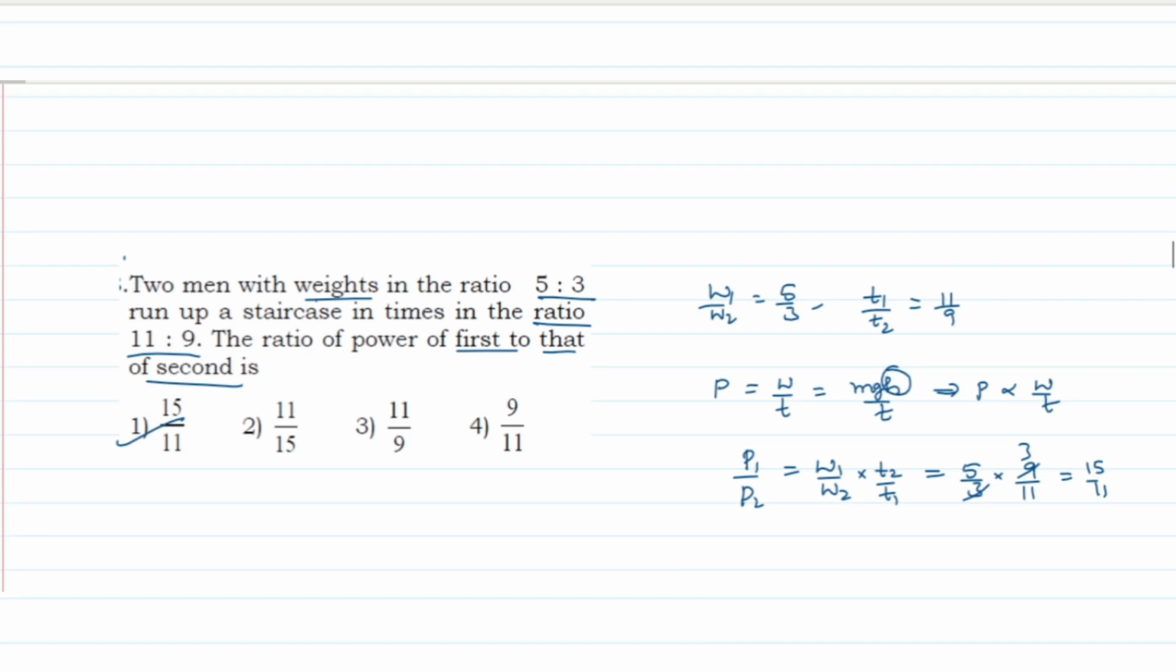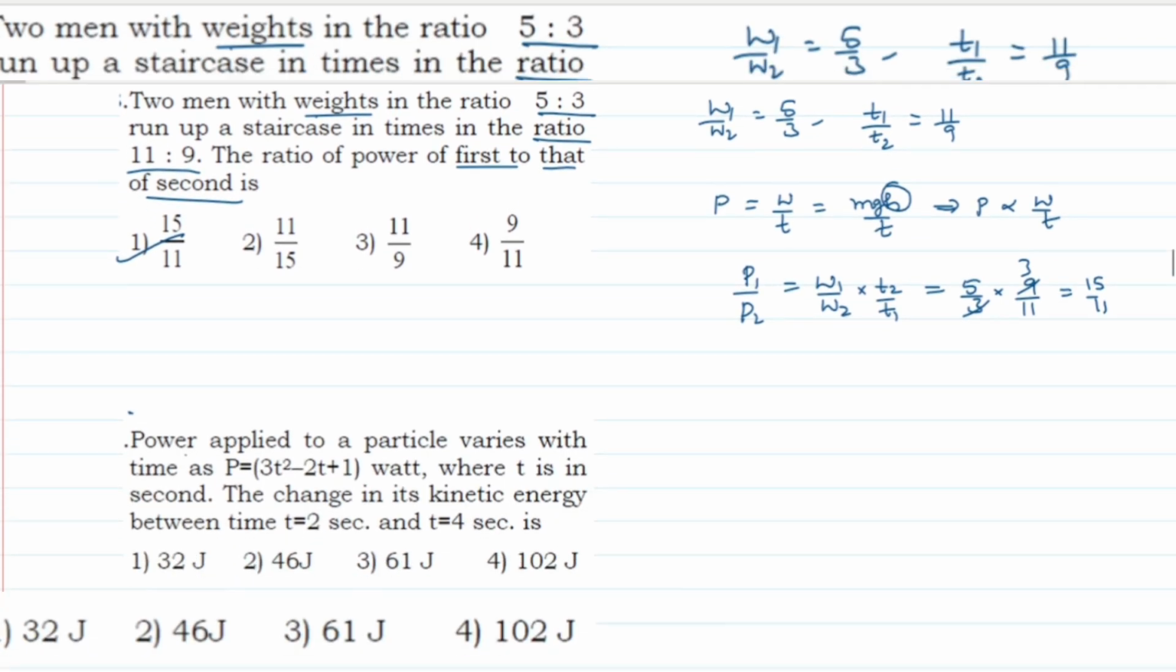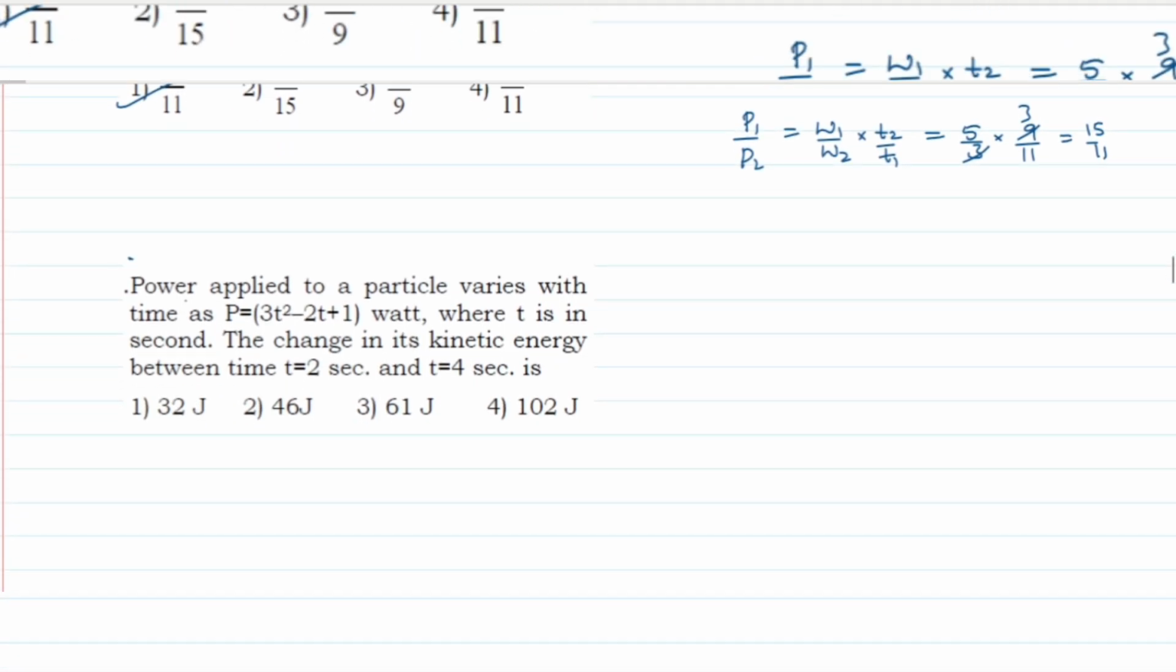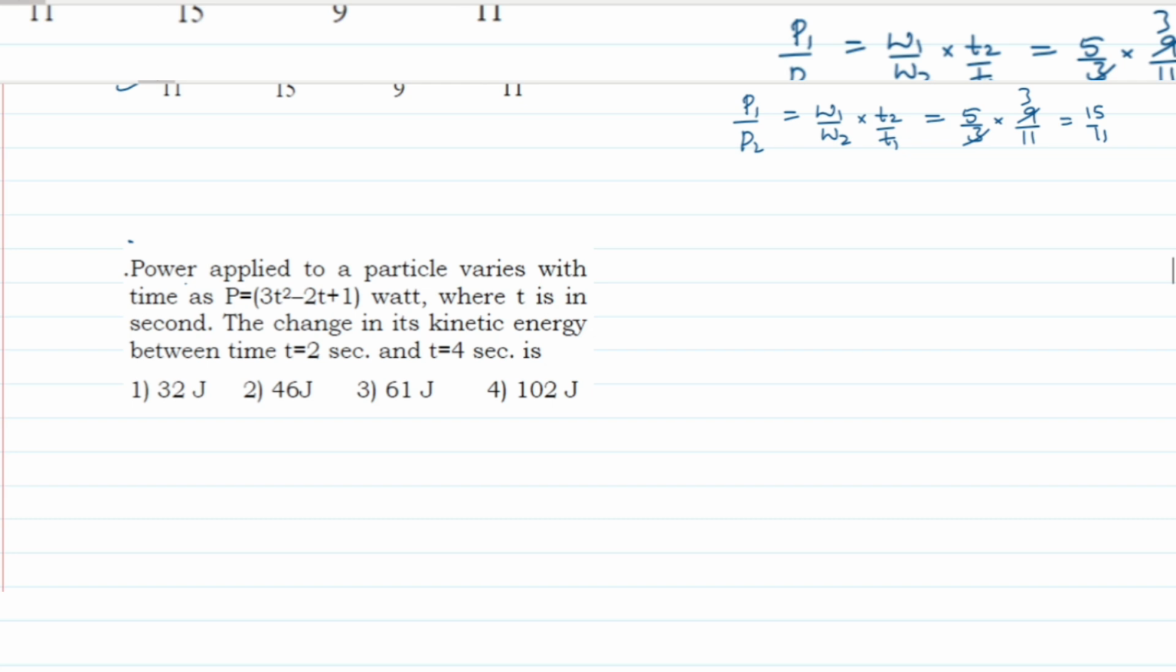Let us see the next question. The next question says the power applied to the particle varies with the time as P equal to 3t square minus 2t plus 1, in watt, where t is in seconds. The change in its kinetic energy from t equal to 2 seconds to t equal to 4 seconds they are asking. Power is a function of time, students. Here P equal to 3t square minus 2t plus 1, and the change in its kinetic energy they are asking.